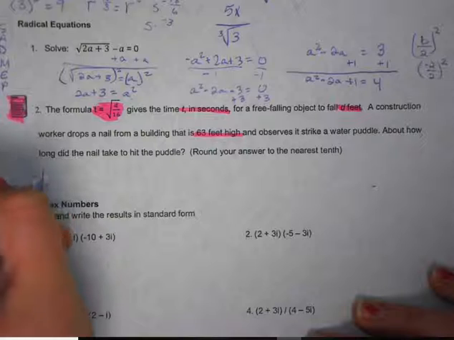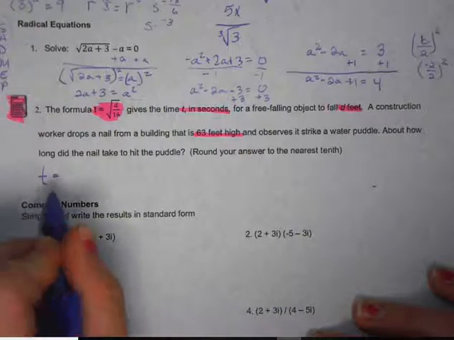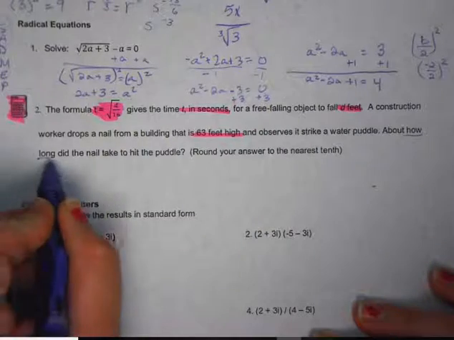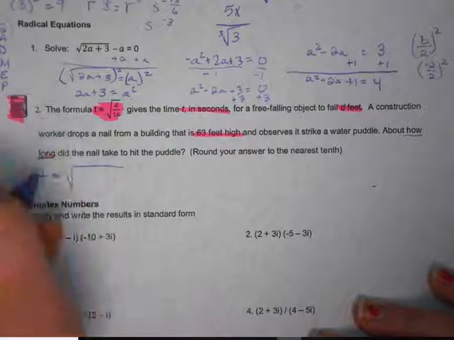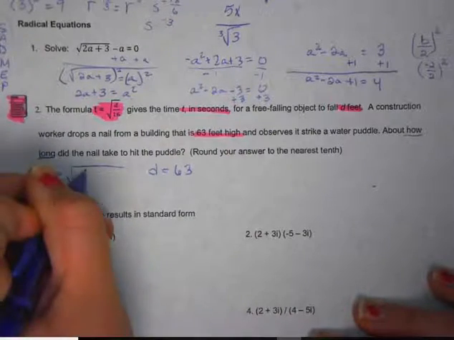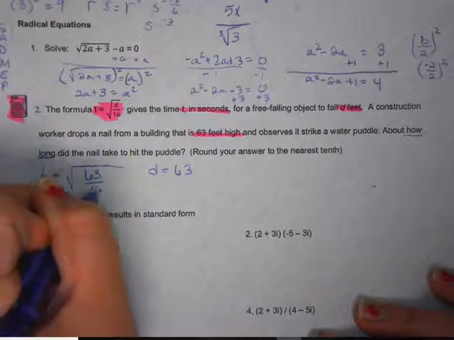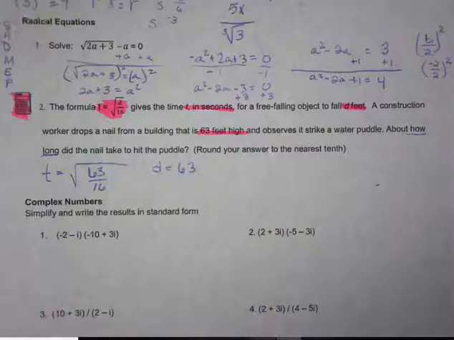So all we're going to do is take t. T is going to be unknown, because it says how long. That's our unknown. So we have our square root, and d equals 63. So we're going to have the square root of 63 over 16. And then this is simple. This one requires a calculator. We're just going to take it and plug it into the calculator.